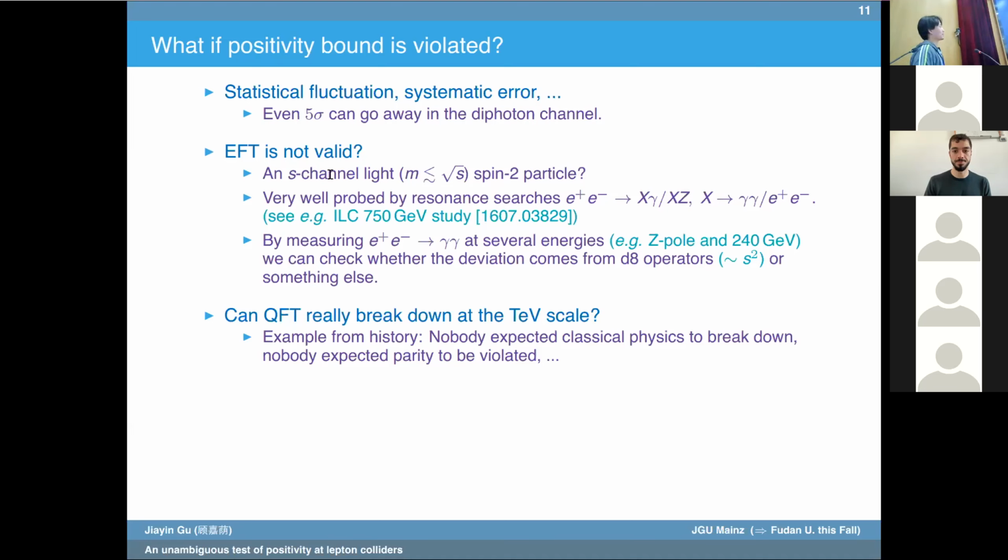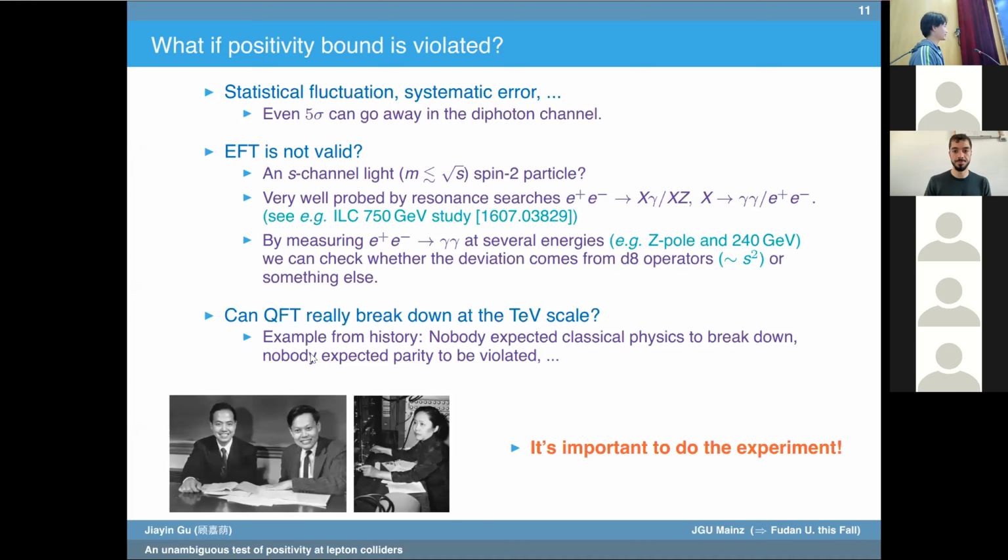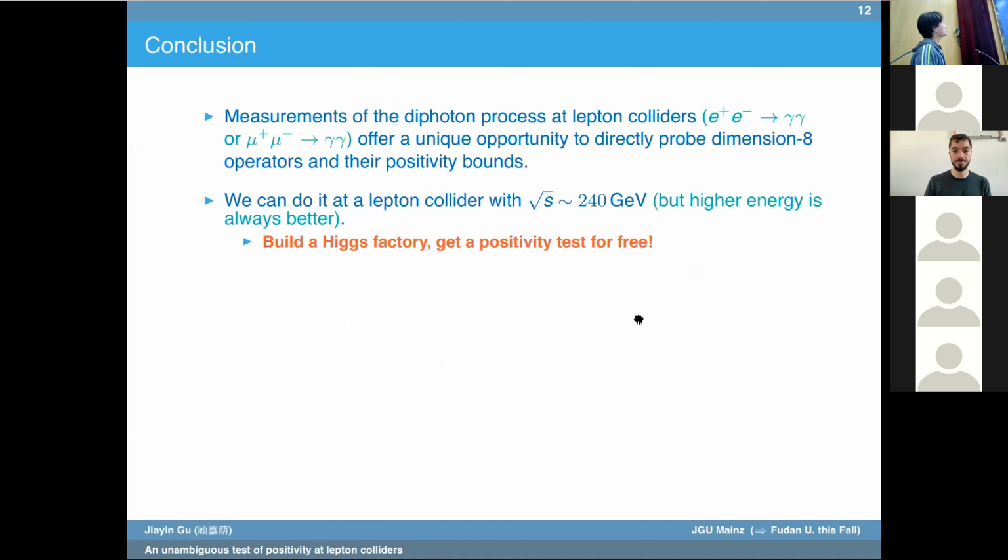And of course, we can ask whether QFT can really break down at the TeV scale. And if not, why do we bother? Of course, there are examples from history: nobody expected classical physics to break down. Nobody expected parity to be violated, but the experiment says otherwise. Every Chinese knows the story of these two guys, but it was Madame Wu's experiment that confirmed parity violation and gave these two guys the Nobel Prize. So I guess the message is that it's important to do the experiment, and let the experiment tell us what to believe. With that said, let me conclude.